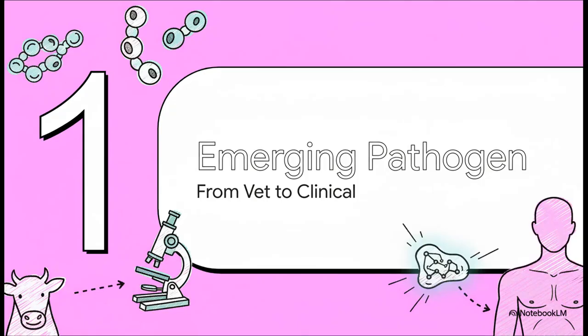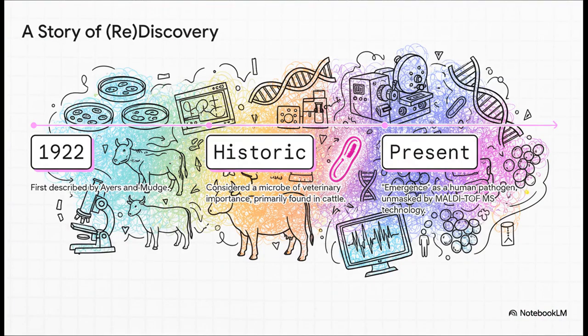Section 1, the emergence. The big question is, how on earth did a bacterium that we mainly associated with animals make this jump to become a genuine clinical problem for us? This timeline really tells the whole story. Its so-called emergence isn't really about the bug changing, it's about our ability to see it changing.